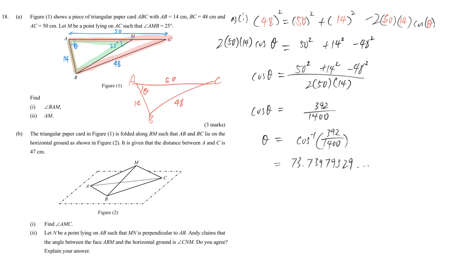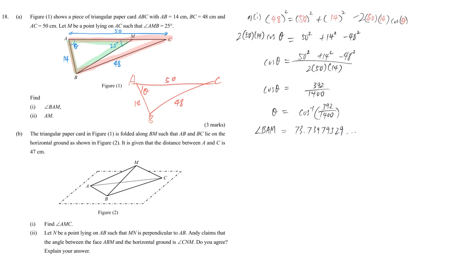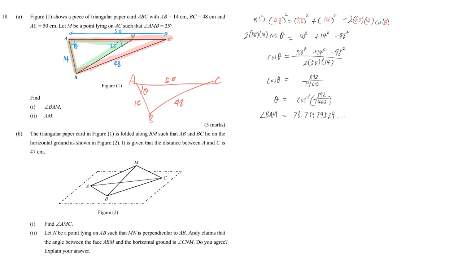And don't forget, don't just leave it as theta. Theta is just because we get used to this symbol. We are talking about angle BAM here. If you don't write this down, then no one knows what theta is here. We didn't define it. And then in the following part, we are going to find out AM.